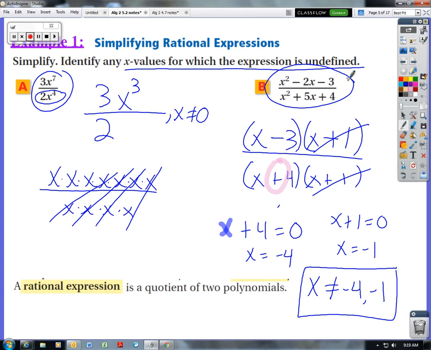So notice you have to look at the entire denominator before we canceled and set each factor equal to 0 like I did here, and then solve, and that's going to give you the places where it's undefined.